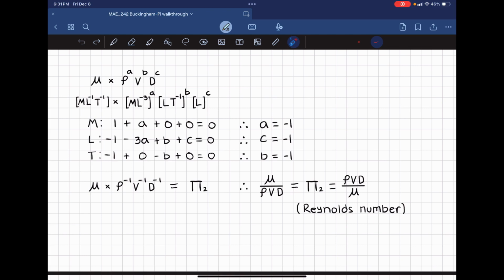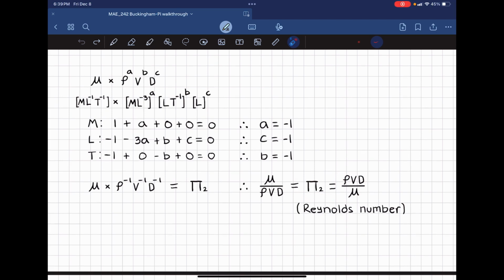And sometimes that is helpful because you can see these common quantities like a Reynolds number, which is going to be rho VD over mu. This is one that comes up a lot in fluid mechanics classes. So we're just going to write it like this. Pi 2 is equal to rho VD over mu, or pi 2 is equal to the Reynolds number.